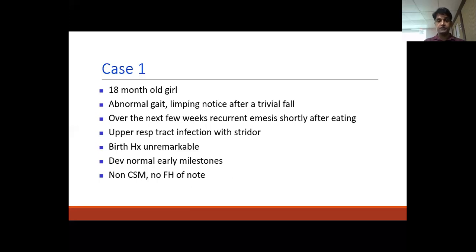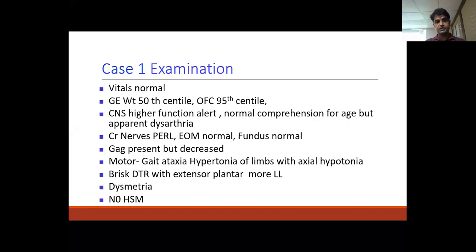Birth history was unremarkable. Early developmental milestones were normal. Non-consanguineous relationship. No family history of note. On examination, vitals are normal.